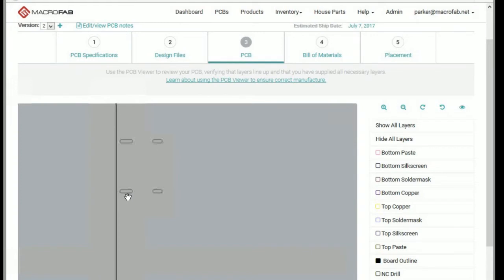So this is the USB connector over here. Yep. And so you can see it's in there. And so if you're checking your connector and it's not there, you probably should go look at your design files and figure out why that didn't get imported correctly.